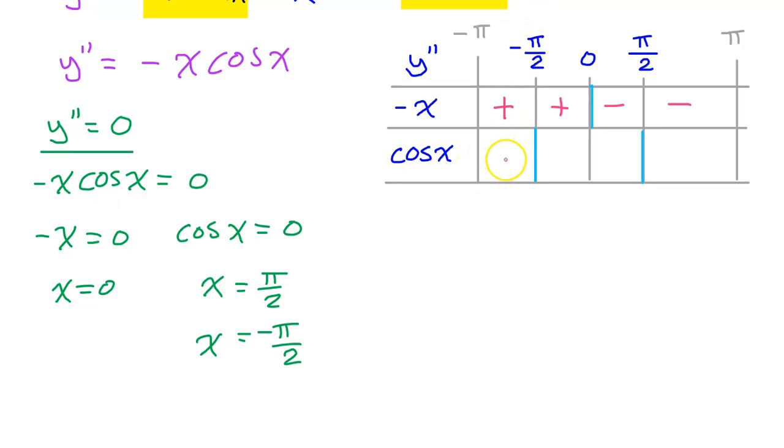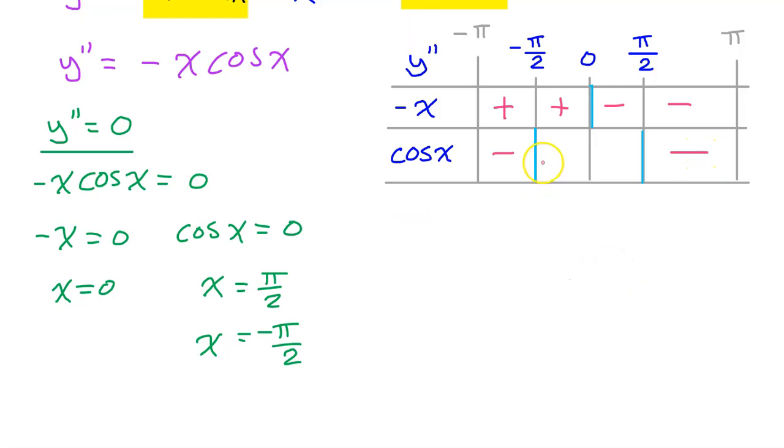For the first interval, let's go ahead and use negative pi as the test value. If we plug in negative pi, that's going to be cosine of negative pi. And negative pi is on the left of the circle where cosine is negative 1. So cosine x is negative 1 in this interval. I'm going to jump ahead to this interval because positive pi and negative pi are in the same position on the unit circle. So either way, the cosine is going to be negative 1.